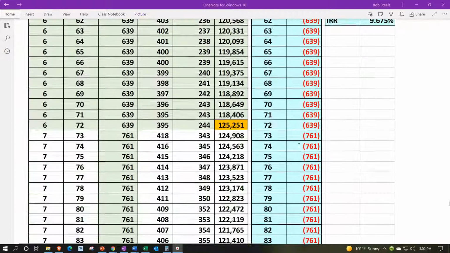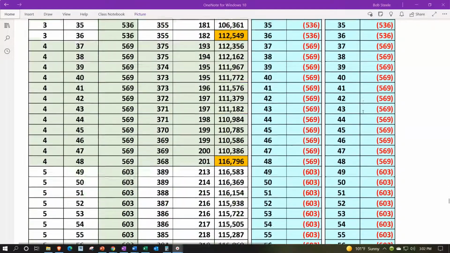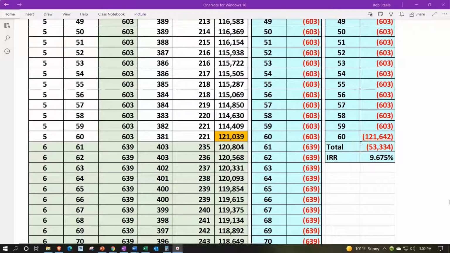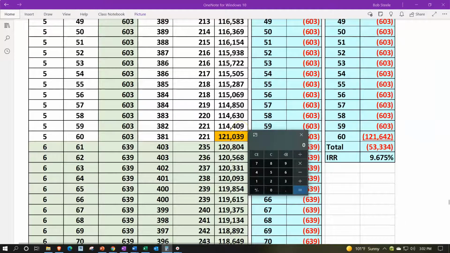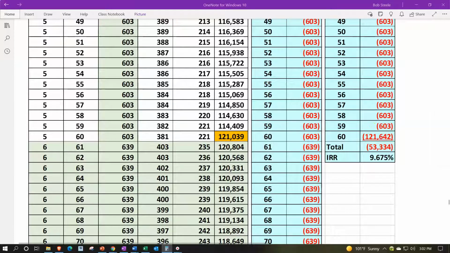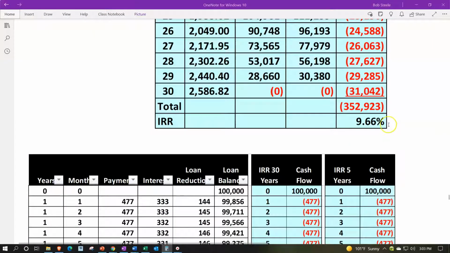If we did it for 5 years, the IRR for 5 years, we got the 100,000 outflow, 60 months now, 5 years. We looked at that ending last point, which represents that ending balance. We're looking at it after the adjustment, 1221039 plus the last payment 603. That's where we're getting the 121,642 we'd have to pay off. The rate at which that series of payments would be zero, 9.675. So that's pretty close to what we got here, 9.66.